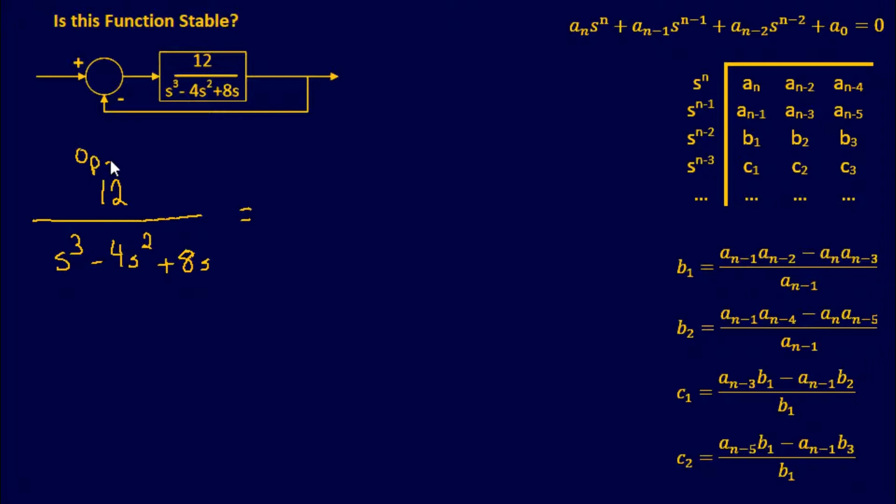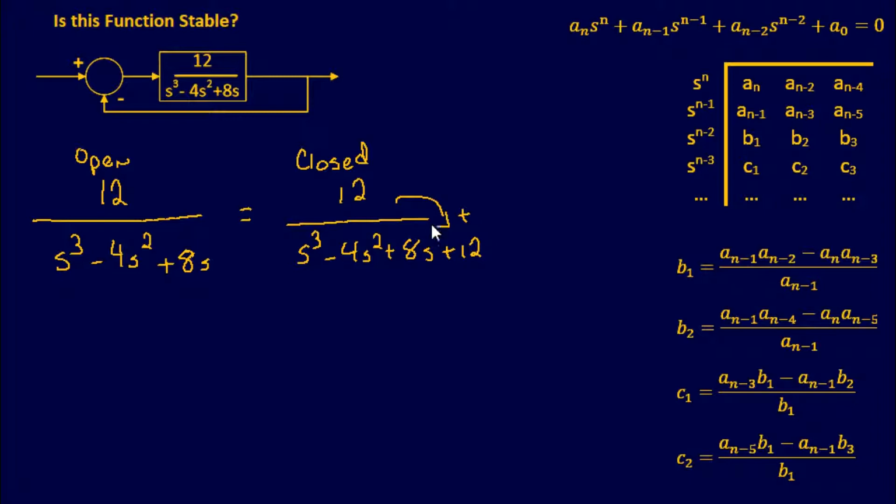So, this is open. Now we want to do closed. Well, since that's a negative feedback, all I have to do is add my numerator to my denominator. So it's going to be 12 over s cubed minus 4s squared plus 8s, and then it's going to be plus 12. That's all I did. Very quick and easy way to make this a closed loop function. There, that's step 1 complete.